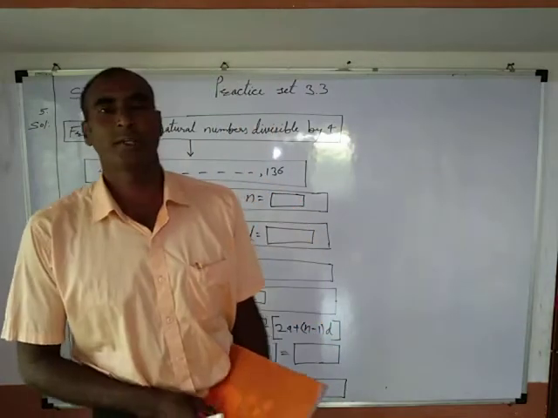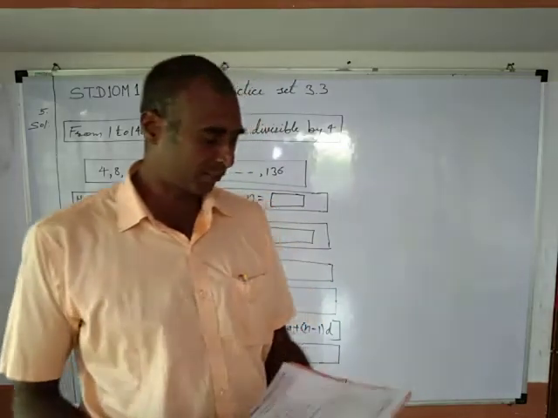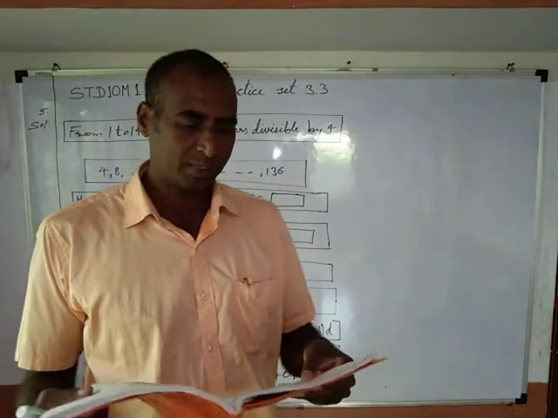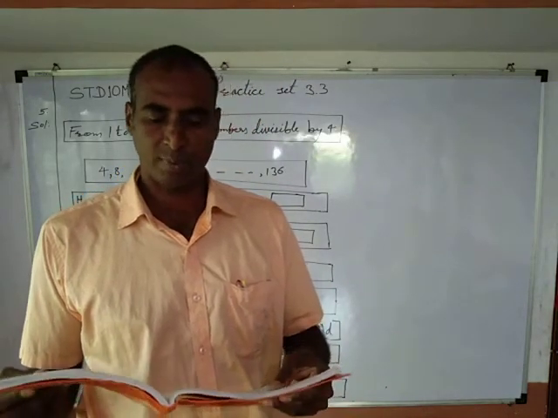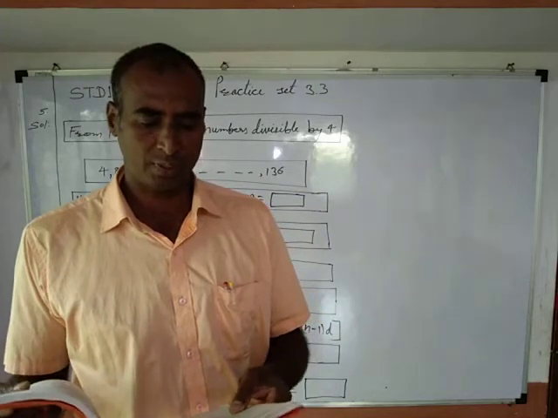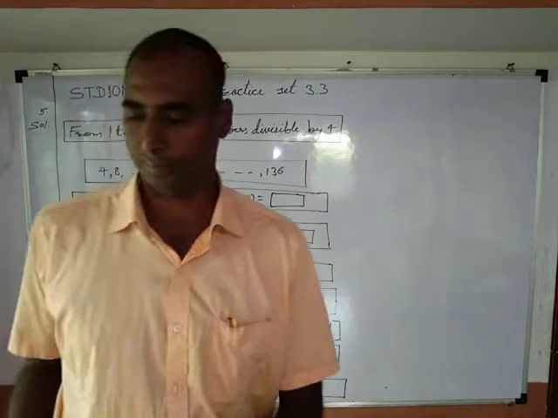Hello, let's continue practice set 3.3. Question 5. Complete the following activity to find the sum of natural numbers from 1 to 140 which are divisible by 4.